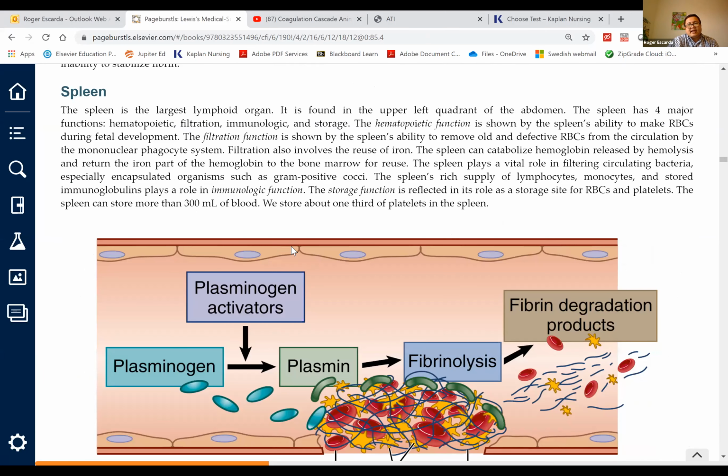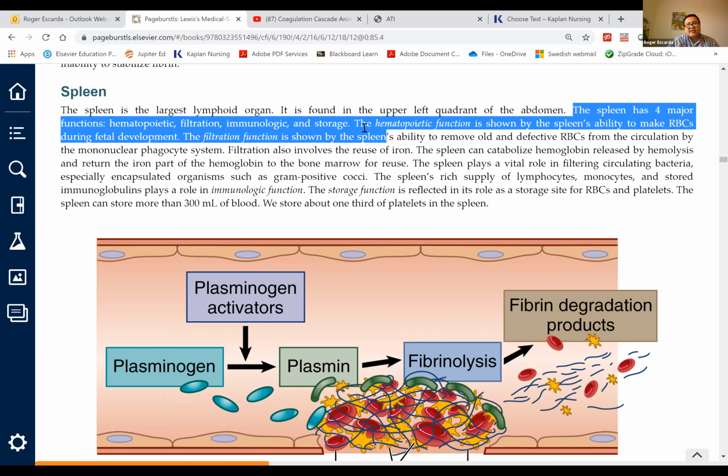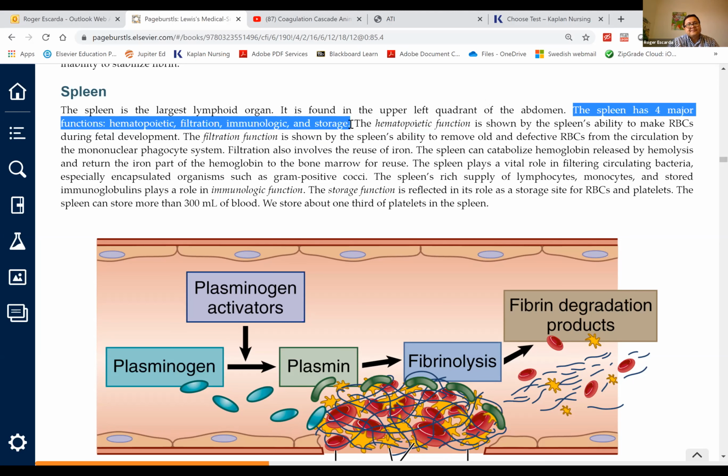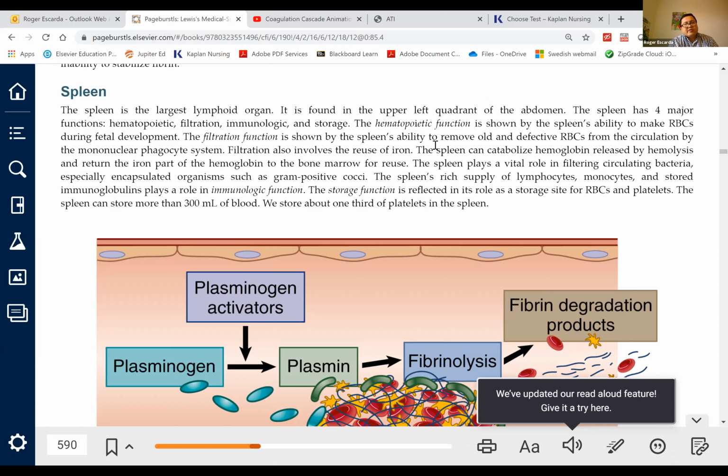The spleen, this is a nice to know. This will be significant. So, as stated here, what is the function of your spleen? Thank you for reading, Maria. Well, Professor, the spleen has 4 major functions: hematopoietic, filtration, red blood cell production, immunologic, and storage. So it stores not only red blood cells, but also white blood cells and platelets.